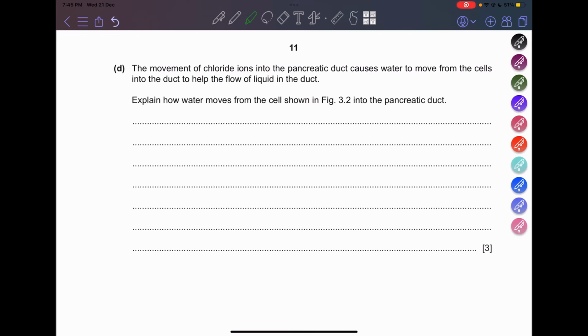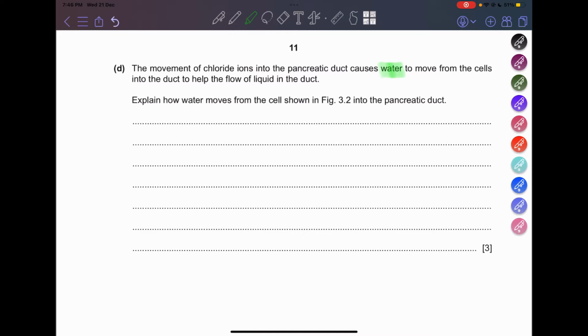The movement of chloride ions into the pancreatic duct causes water to move from the cells into the duct to help the flow of liquid in the duct. Explain how water moves from the cell shown in figure 3.2 into the pancreatic duct. So the question is actually talking about water. So any water movement is osmosis.